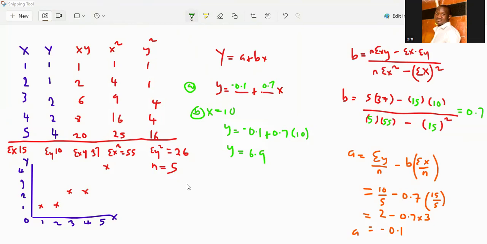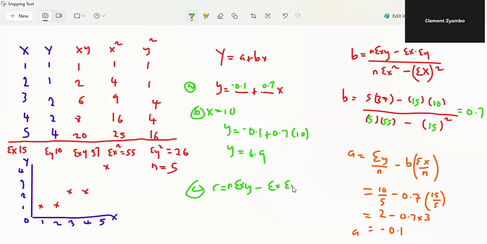Okay, so now let's look at the R. R stands for coefficient of correlation. It shows you whether there is a positive relationship or there is a negative relationship.